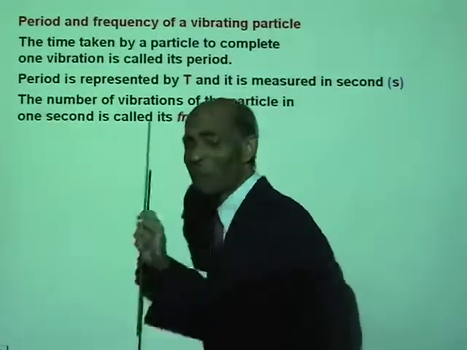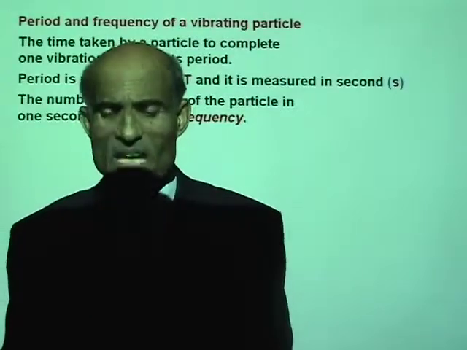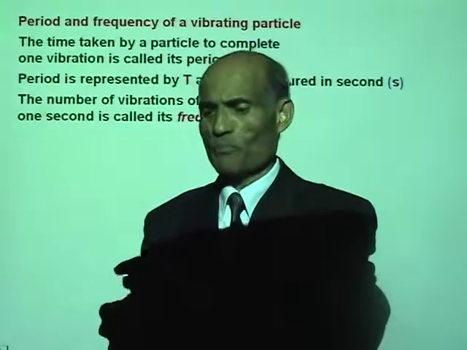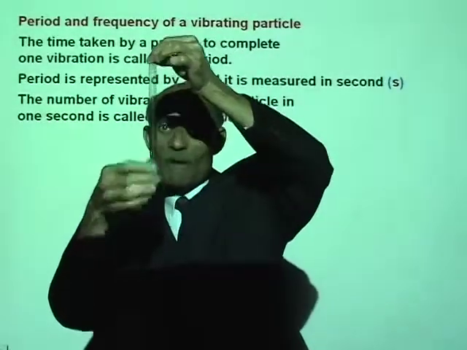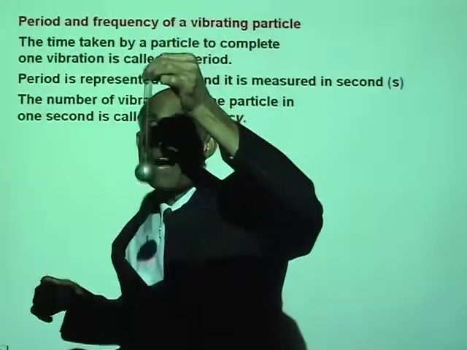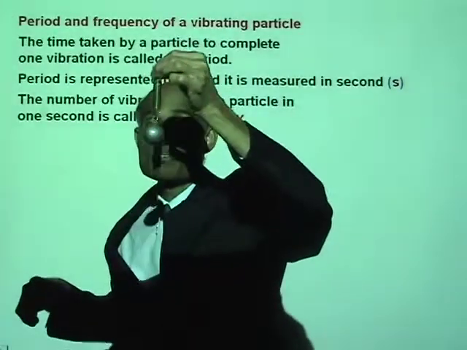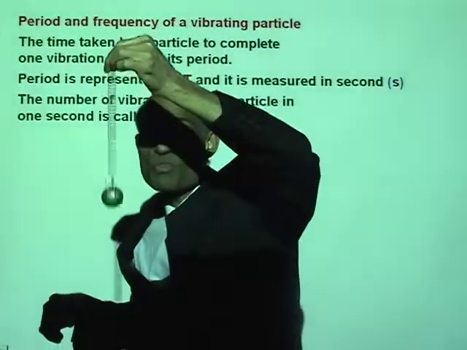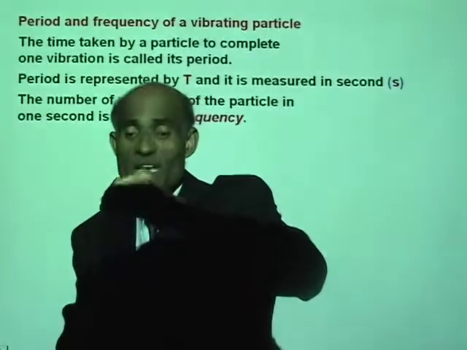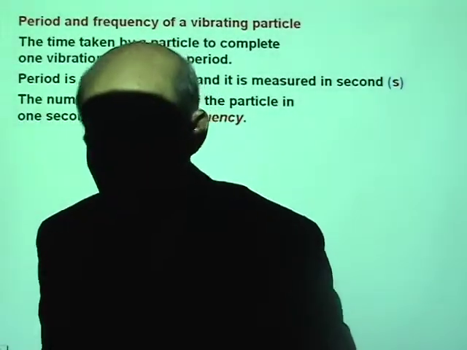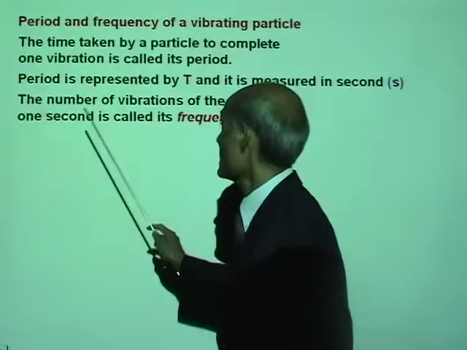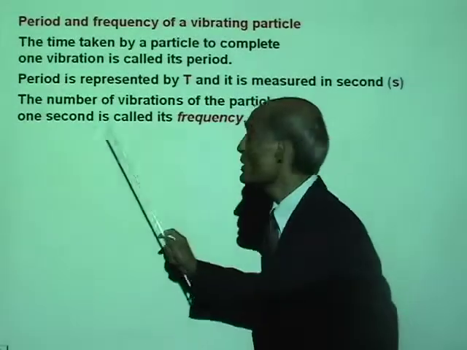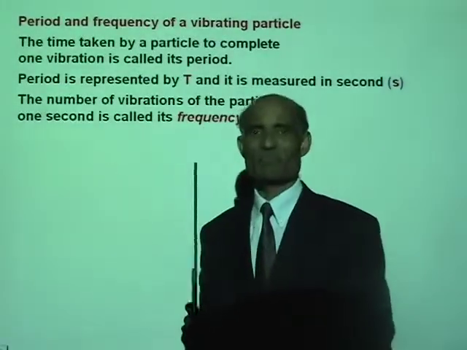What is the meaning of frequency? Frequency is how frequent does it happen. Now, this object vibrates. Now the question is, how many times a second does it vibrate? If I count the number of times it vibrates in 1 second, frequency is the number of vibrations per second. The number of vibrations of the particle in 1 second is called its frequency.